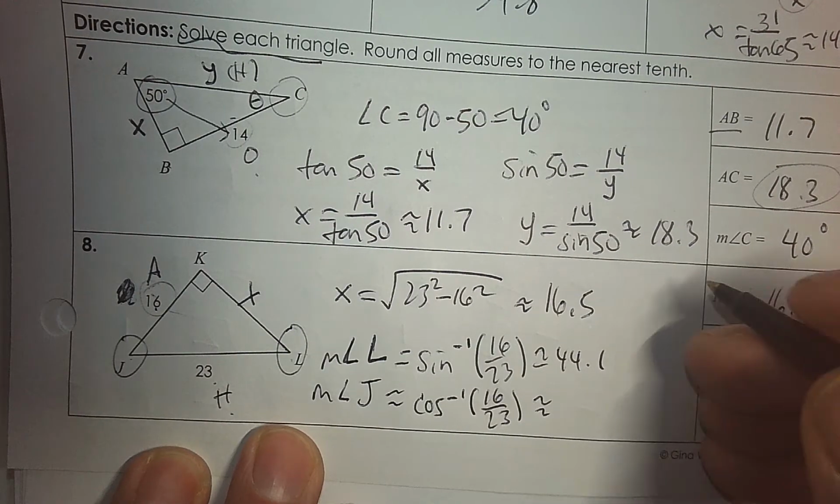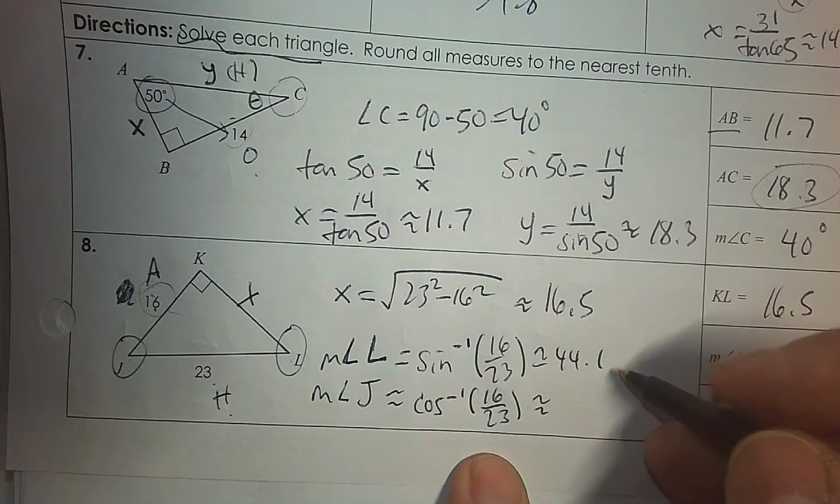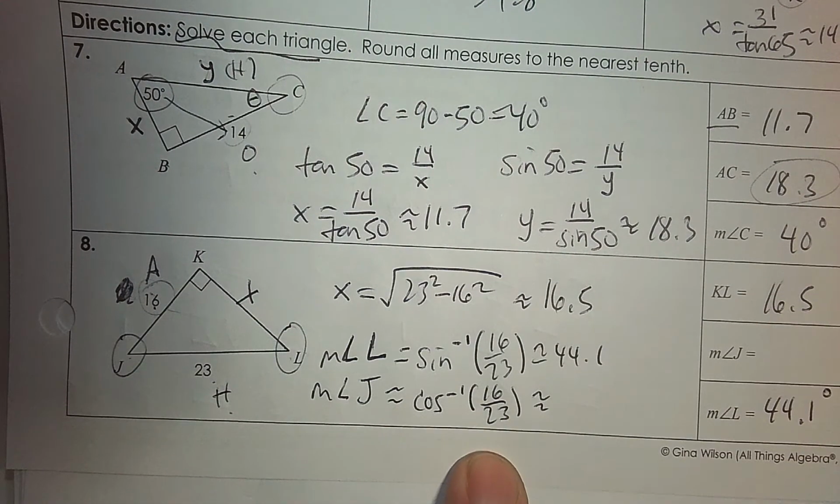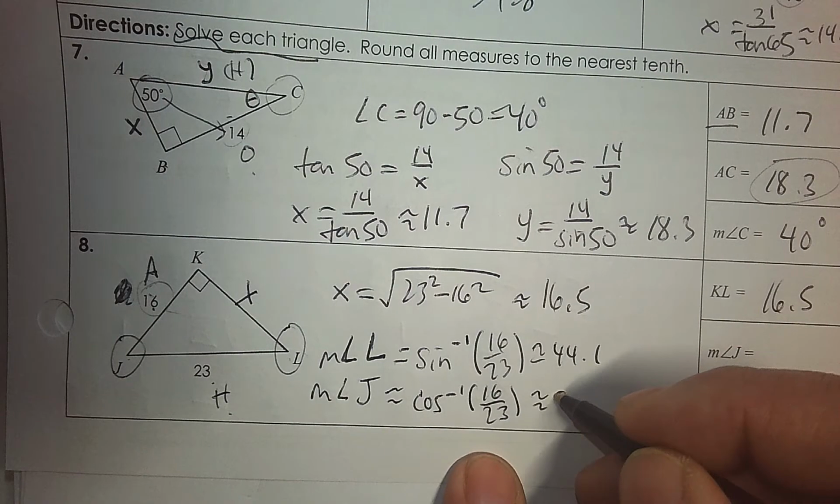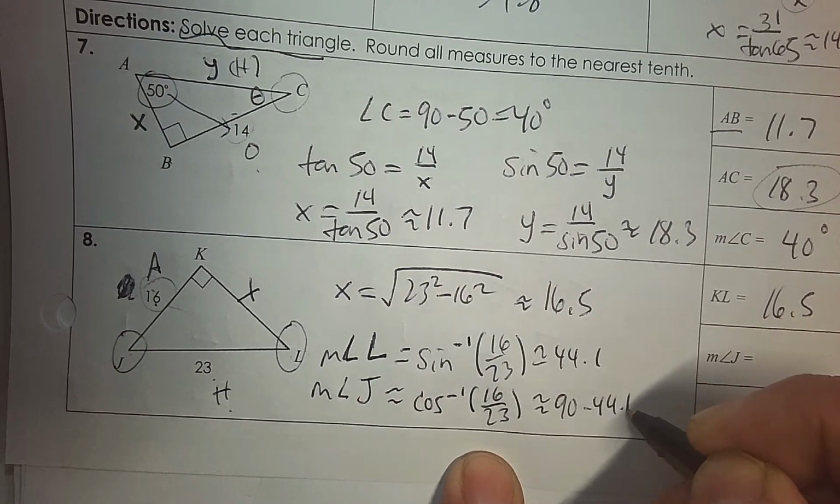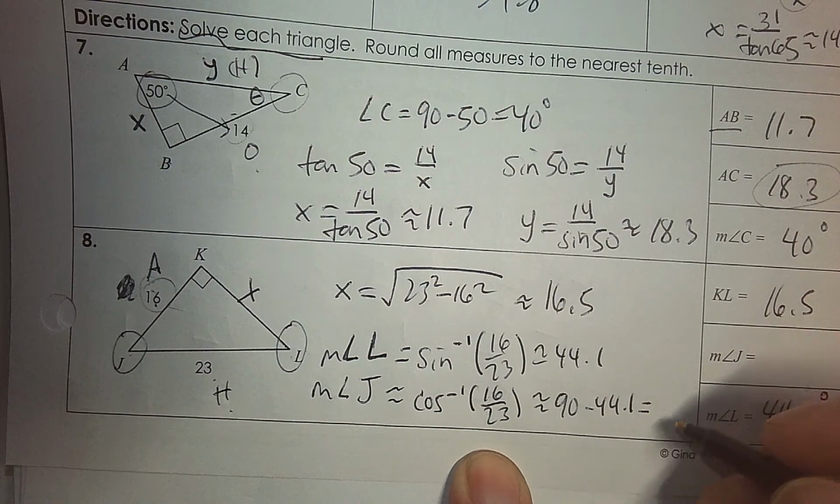These are going to be, and we don't even need to do that. These are going to be complementary. They're going to add up to 90. So I don't even need trigonometry here. I could have simply went 90 subtract 44.1 and saved myself some time. And that would be 45.9.